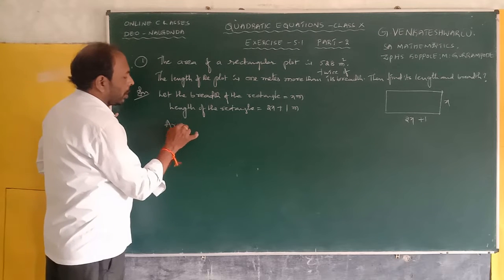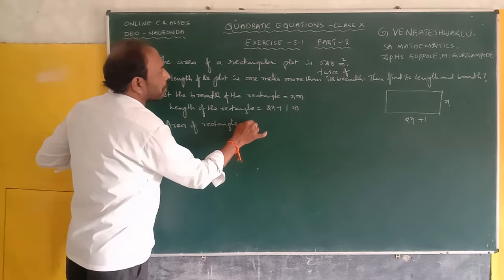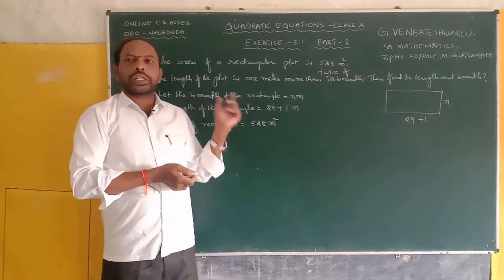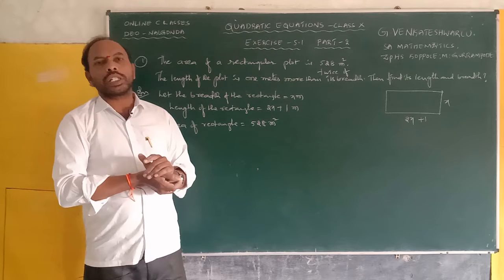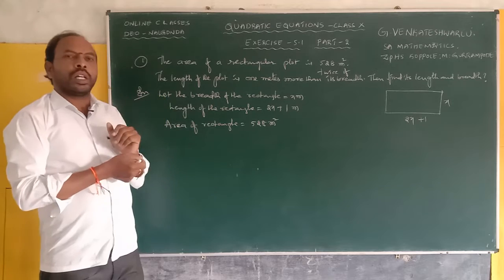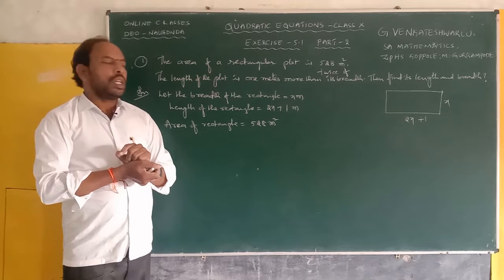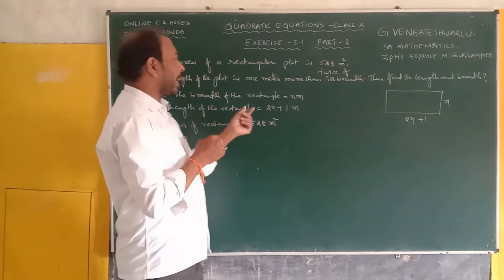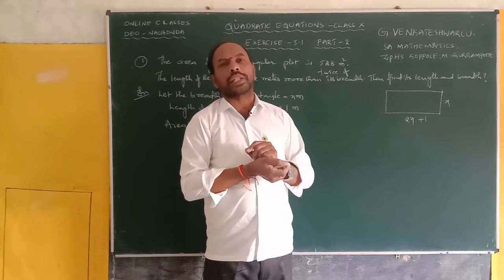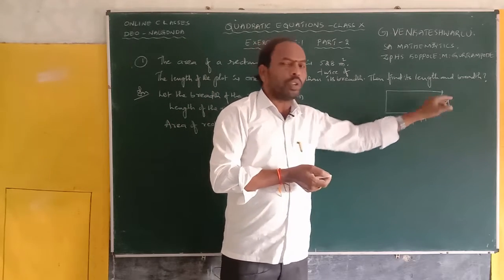So the area of the rectangle is 528 meters square. With the help of these two conditions, we need to find its length and breadth. So here it is given, and we need to find the length and breadth. Observing this, area is nothing but the product of two adjacent sides in the given rectangle, that is length into breadth. Area means length into breadth.